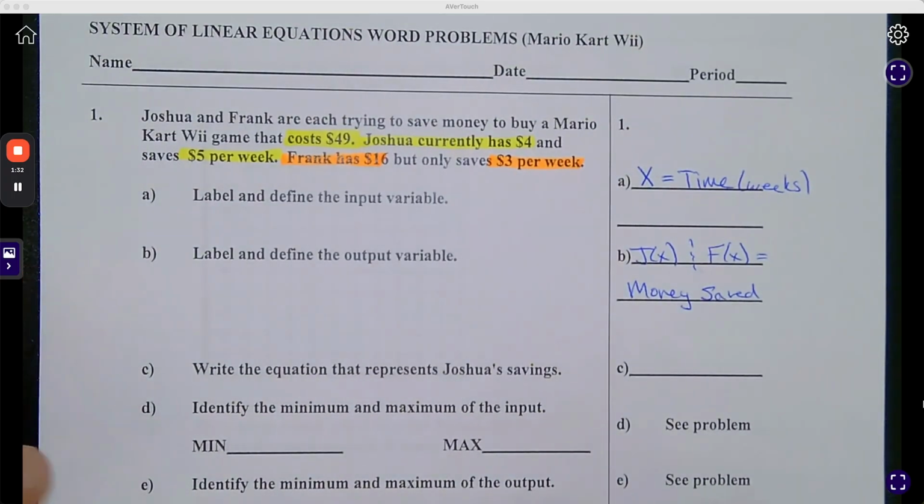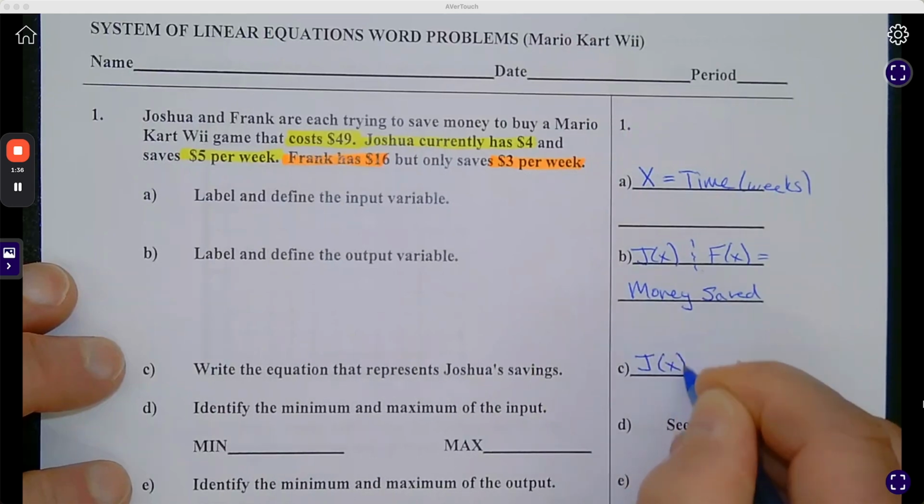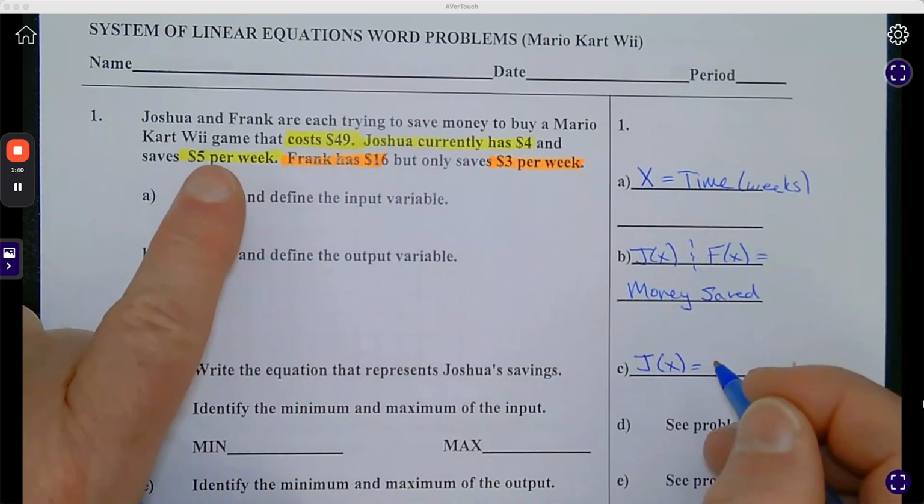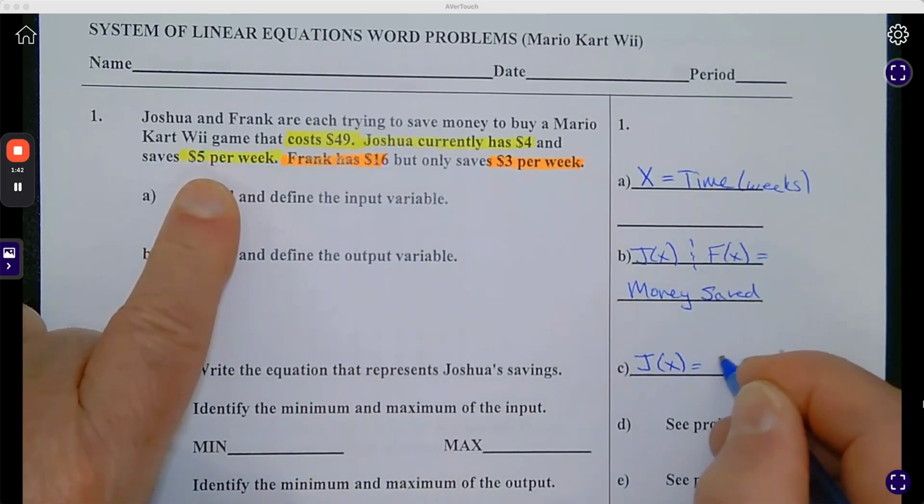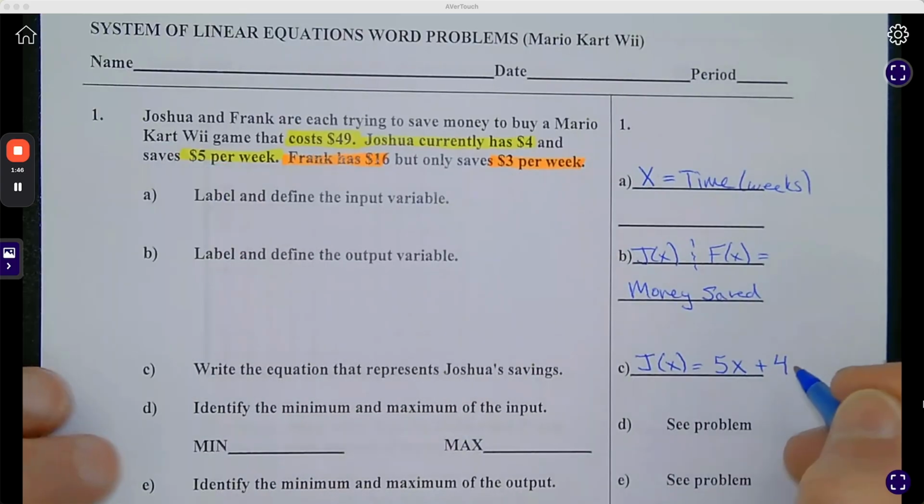Write the equation that represents Joshua's savings. Okay, I'm going to call that J of X equals, notice Joshua currently has $4, that's the initial amount, and that's the rate of change, so $5 per week, plus the initial amount of 4.